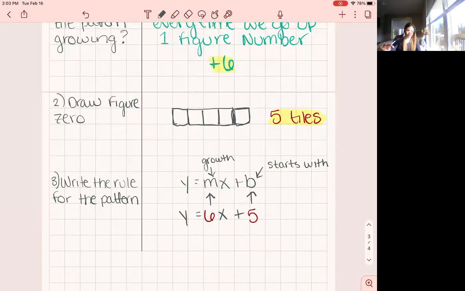So it's just a continuation of what we did last week. We're just making sure we've got the correct formula for our rule. And this time we're using the pattern to come up with the rule instead of using the rule to come up with the pattern.